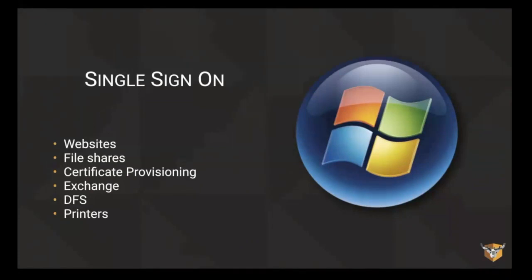So the big thing that a lot of people want out of Active Directory is single sign-on. Single sign-on is the ability to type in your password once, in this particular case with Kerberos, and then it allows you to get to a number of different services. In many cases, this will be websites. You can have Kerberized logins to websites, file share, certificate provisioning, Exchange for email, although that's not as common, usually you have a password for that, DFS, a riff on file shares there, and then printers. So all of those are available through single sign-on in a Windows environment.